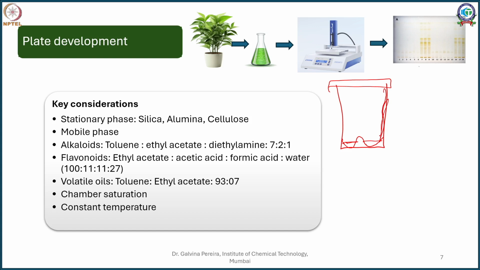Now what does the filter paper do? Filter paper will absorb all the mobile phase and then easily diffuse it in the chamber, causing an instantaneous chamber saturation. So your chamber will get saturated, and once the chamber is saturated, then you run your plate. You can place your TLC plate here on which you have applied the spot, and then they will run.